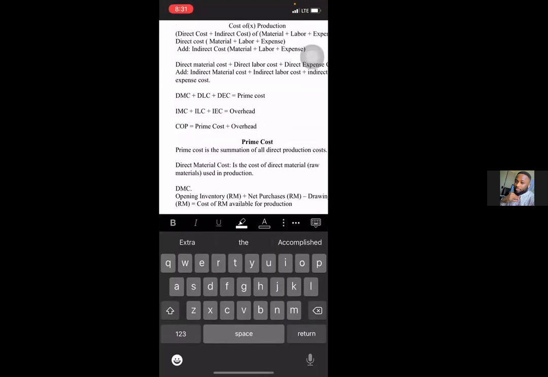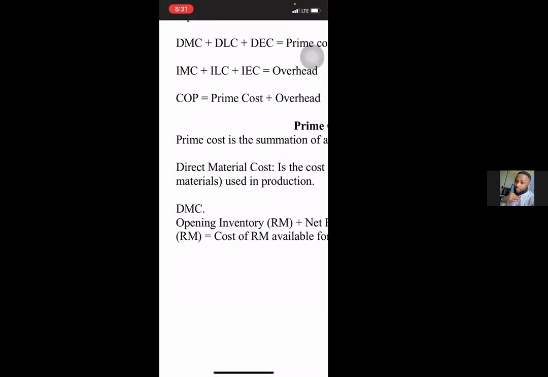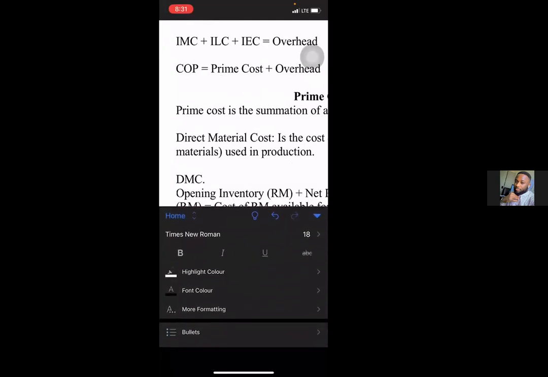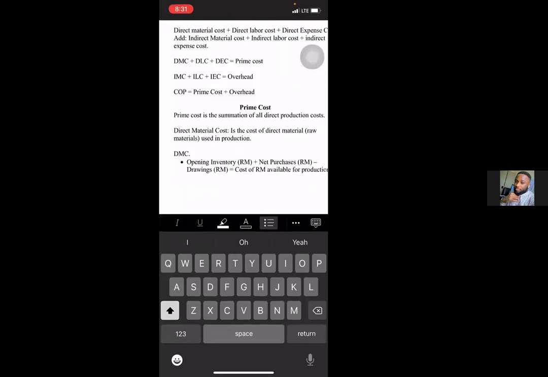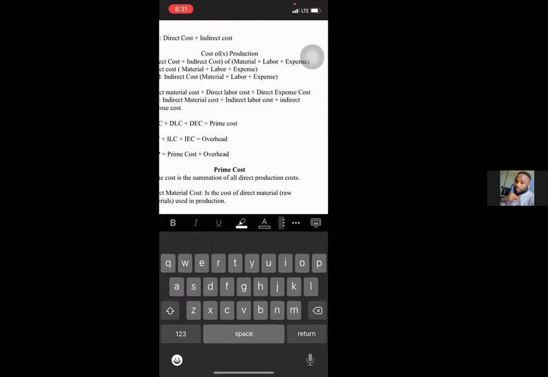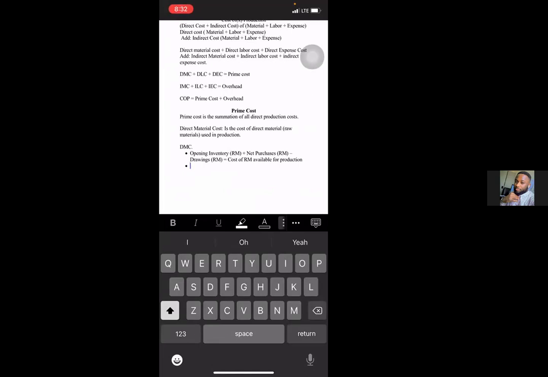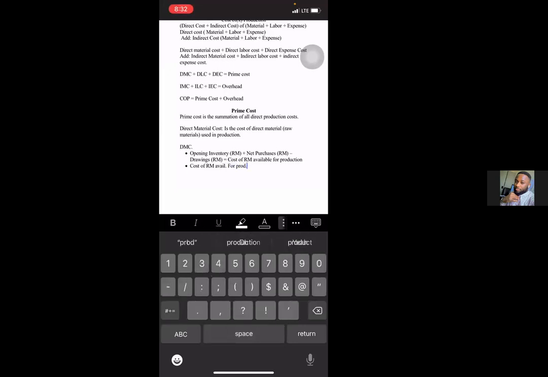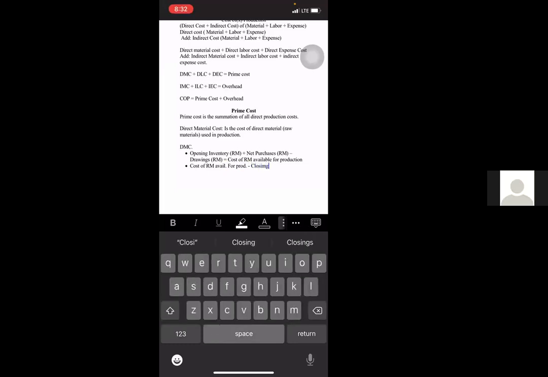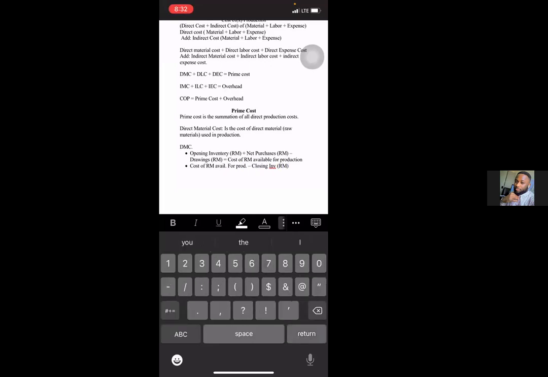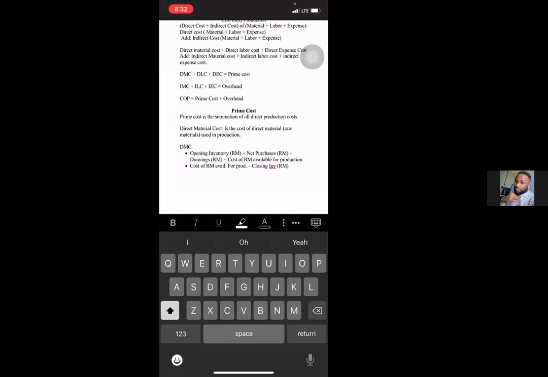And in the direct material cost, we have cost of raw materials available for production. If you want to know cost of raw materials available for production, you have opening inventory of raw materials, you add net purchases of raw materials, and then less drawings of raw materials, all right? And the next step is cost of RM available for production, minus closing inventory of raw materials. All right. So, cost of raw materials available.